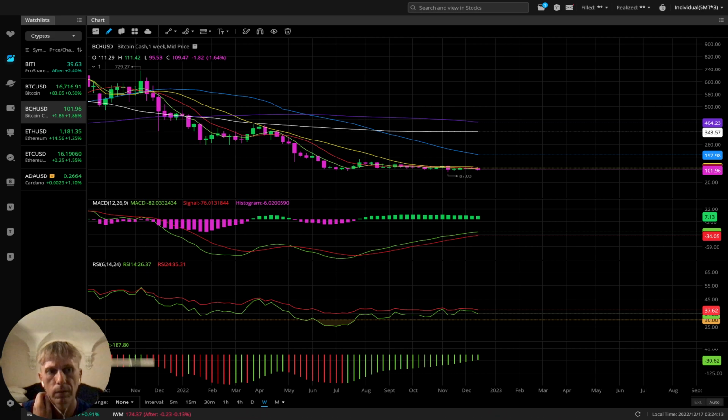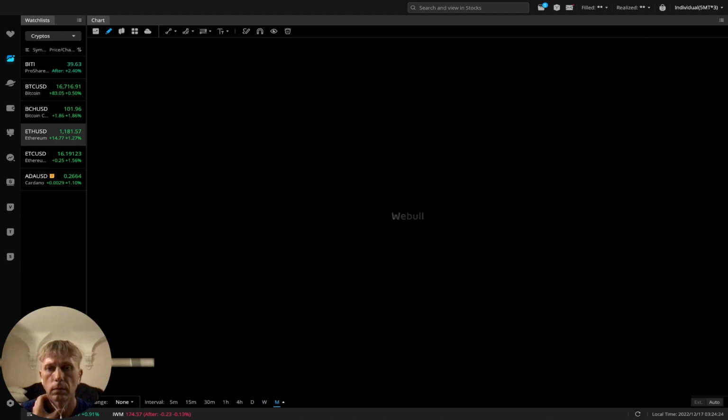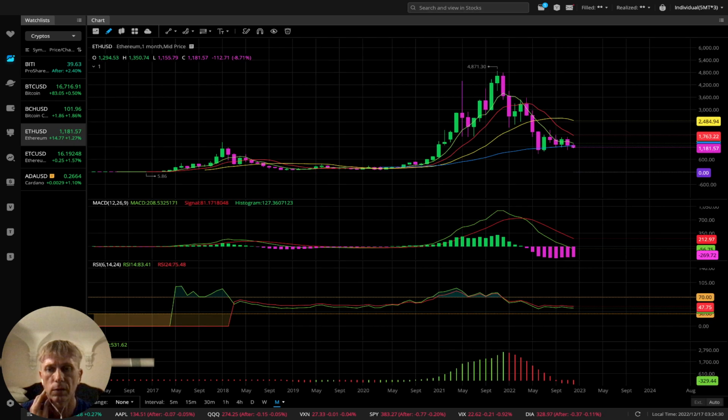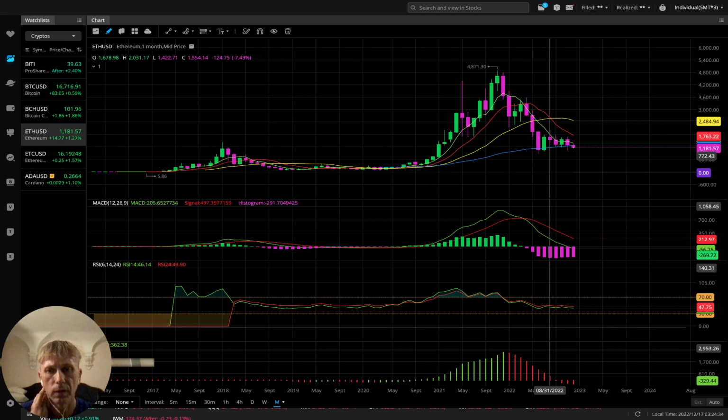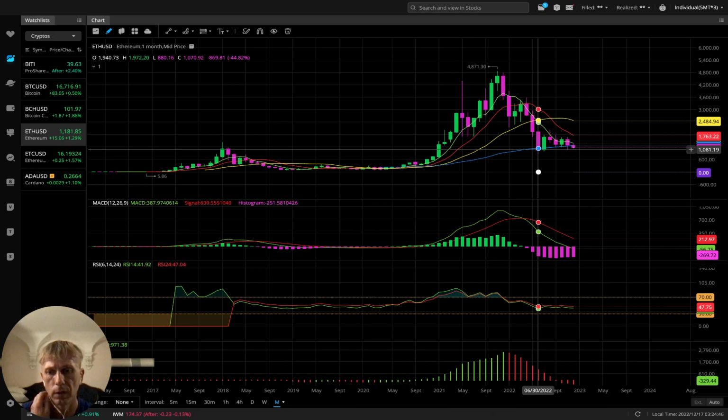Let's move to Ethereum monthly. It stopped at MA50 for several months already, and it wants to bounce from MA50. MA50 is a very strong support for Ethereum. So far it's kind of flat, but still bearish on all indicators. Let's check weekly.